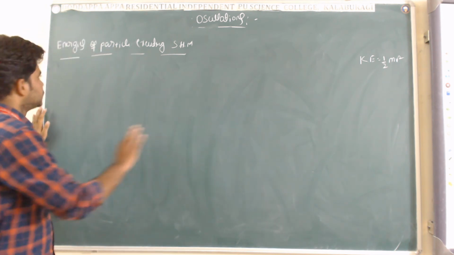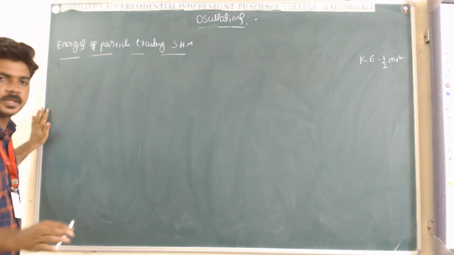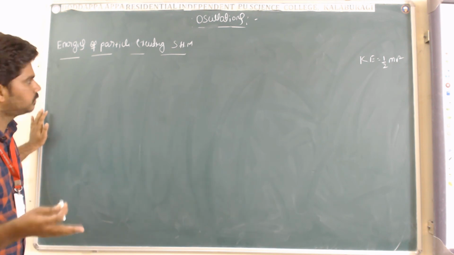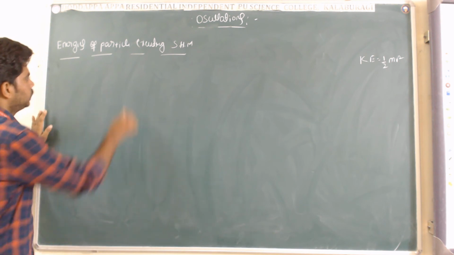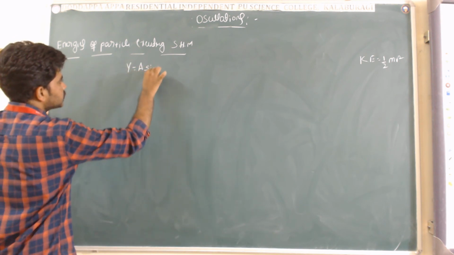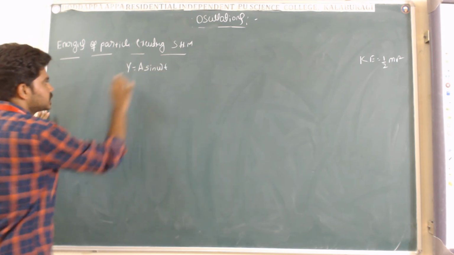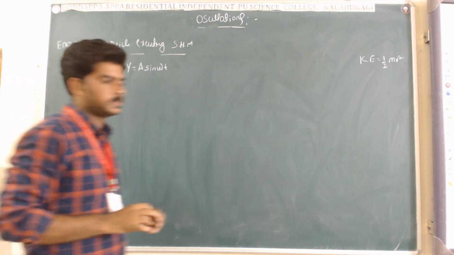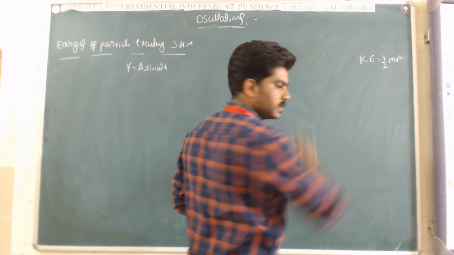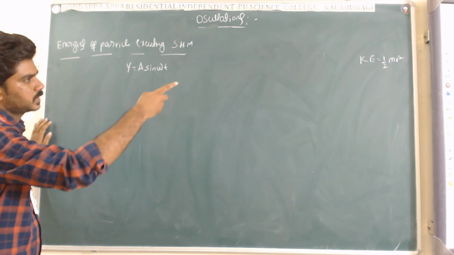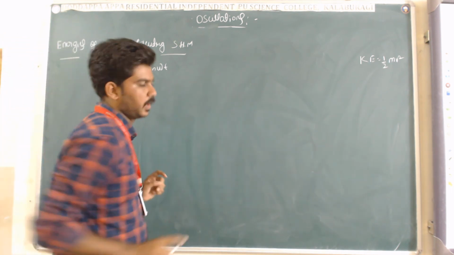See, assume that the particle is executing the simple harmonic motion. It means it will have the displacement also, which is given by y equals a sin omega t. This is the displacement of the particle executing SHM. So what is the expression we need to have? That is kinetic energy. So first, kinetic energy, half m v square.